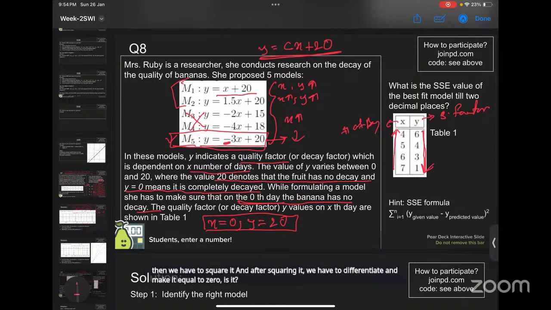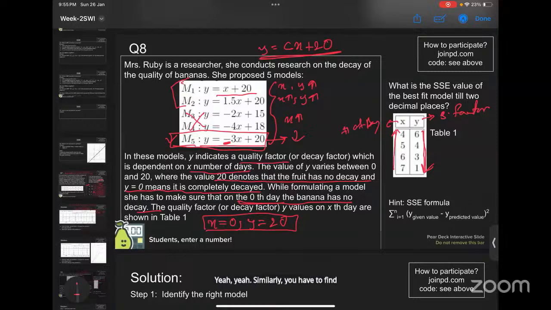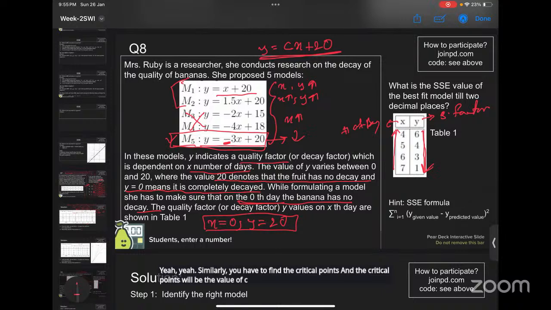Similarly, you have to find the critical points, and the critical points will be the value of C, the exact number of C. And then you can put the value of C in the equation, then you will get the exact model, or the approximate model, like the nearest value you have to take.